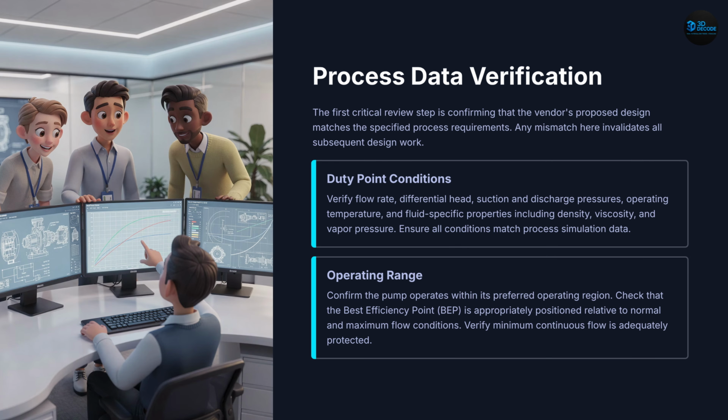Slide 4. Process data verification. The first step is verifying process data. Check flow, head, pressure, temperature, and fluid properties. If this is wrong, everything else becomes invalid.